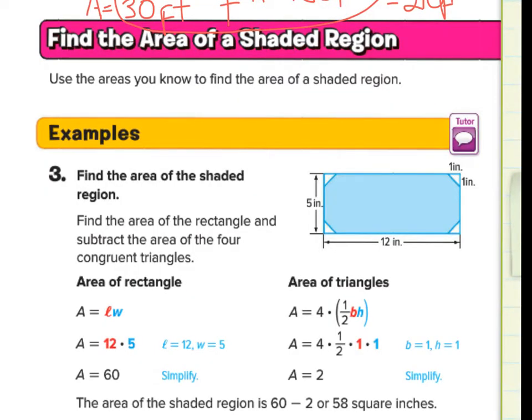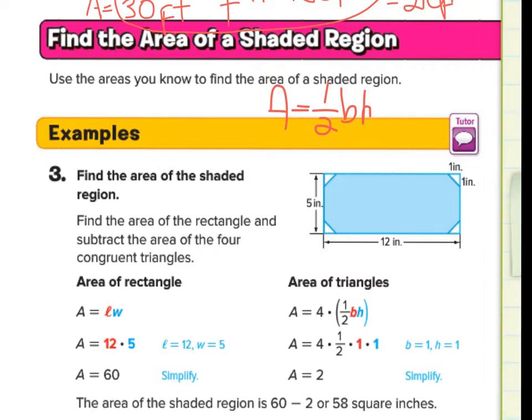For example 3, we're going to find the area of a shaded region. So use the areas you know to find the area of a shaded region. Over here, we have a rectangle, and it looks like its corners have been cut off. And the dimensions for the corner is 1 by 1, times a half. They're little triangles, so we have to use the formula for a triangle, which is area equals half base times height.